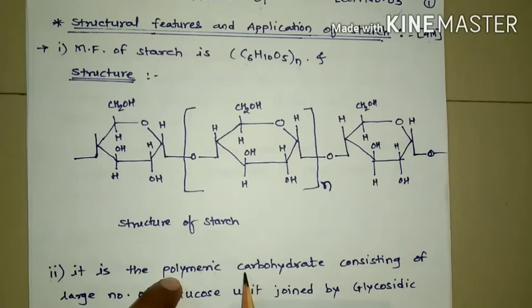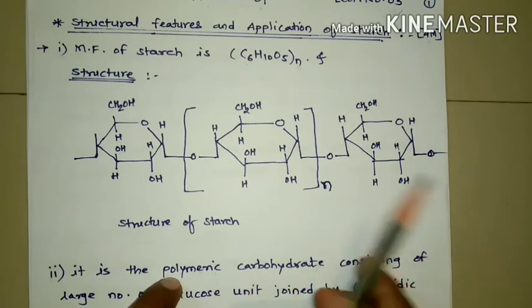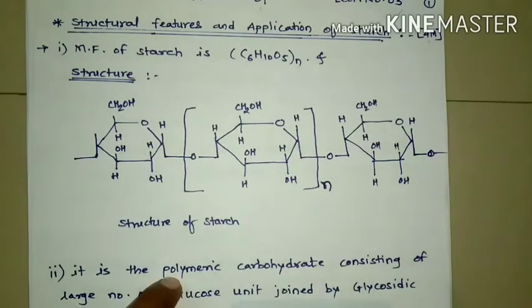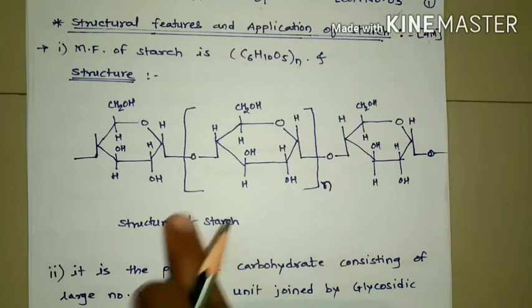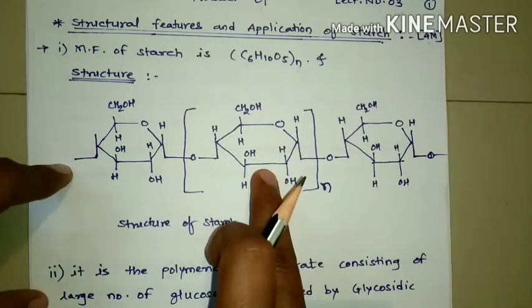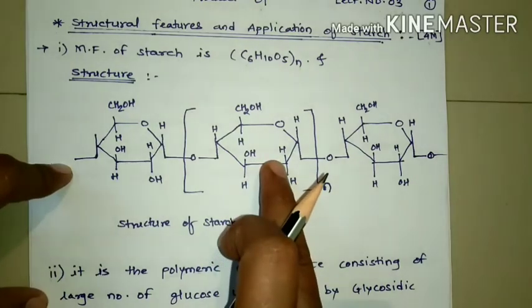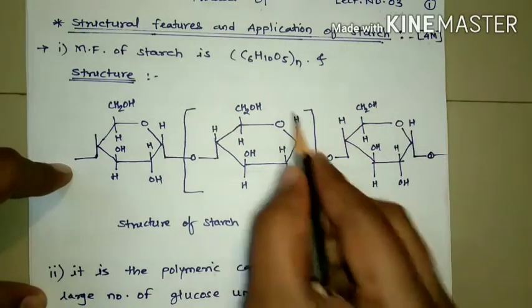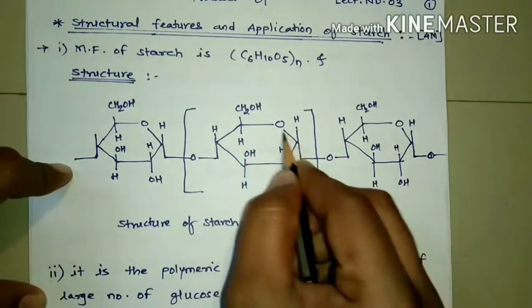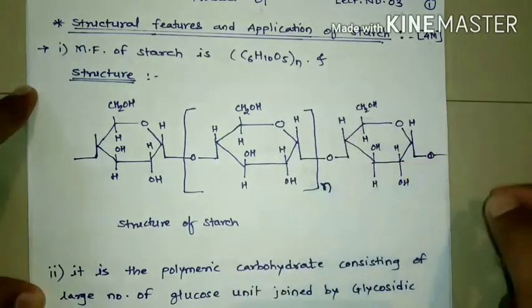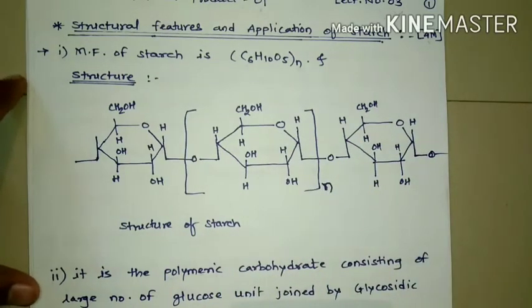So it is a carbohydrate. Why is it a carbohydrate? Because glucose units are present in the chain, consisting of a large number of glucose units. That means this glucose is present in the cyclic form, and it is called D-glucopyranose. This 6-member ring containing an oxygen atom is called D-glucopyranose.